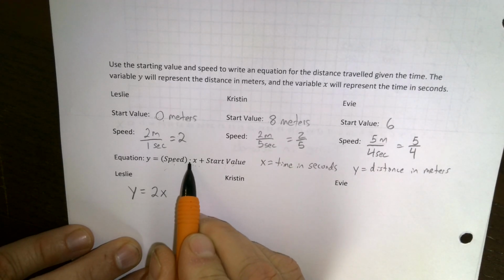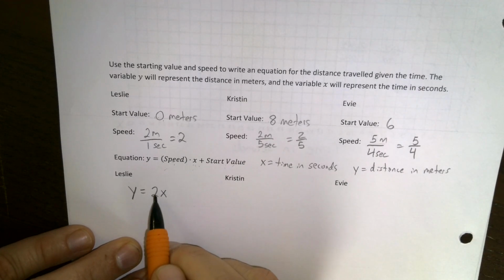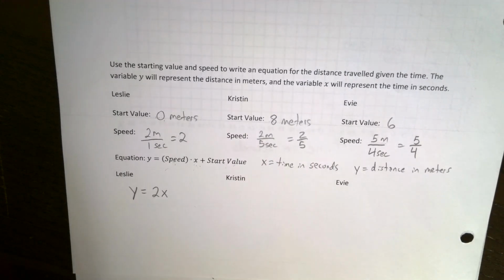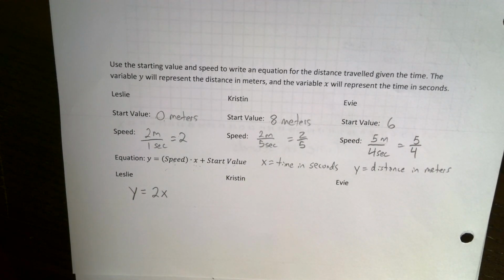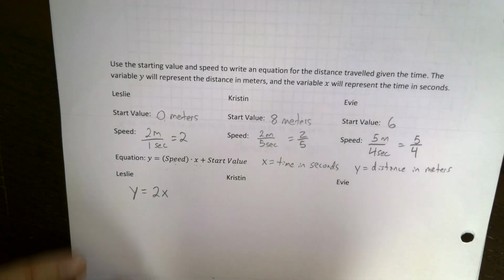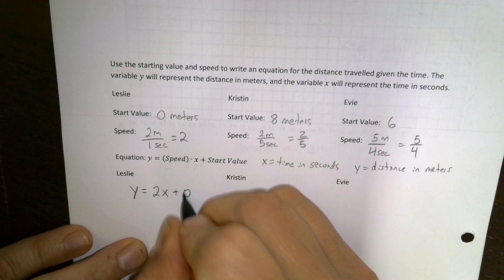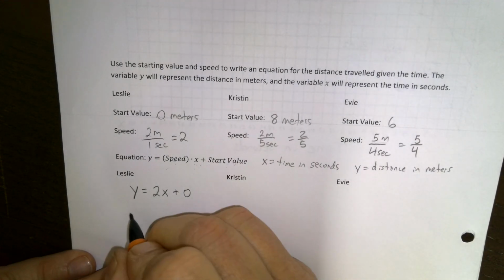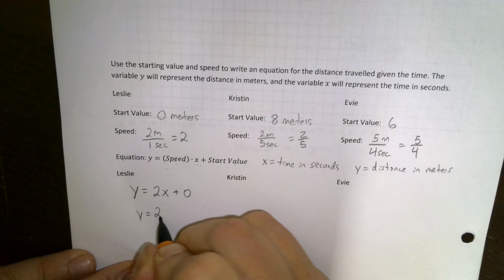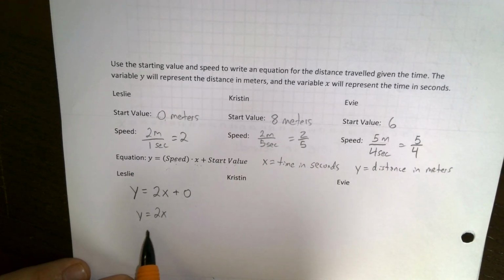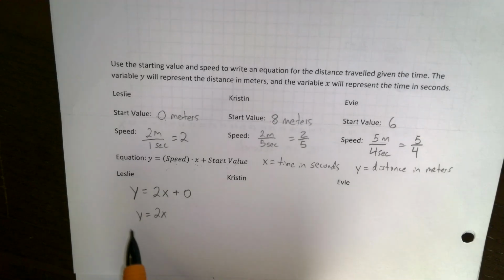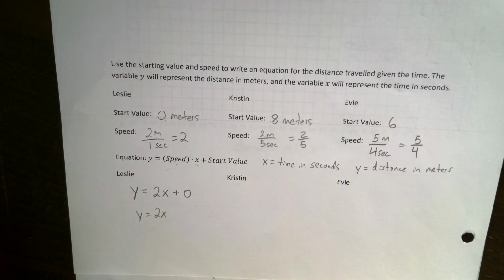I don't need to put the multiplication symbol here. I don't have to put a dot in between them. If I put 2 and x next to each other, if two things are next to each other, they almost always mean multiplication. So this is 2 times x plus the start value, which is 0. Now, I don't have to have that there because adding 0 doesn't change a value. So you could simplify this equation for Leslie to simply y equals 2x.